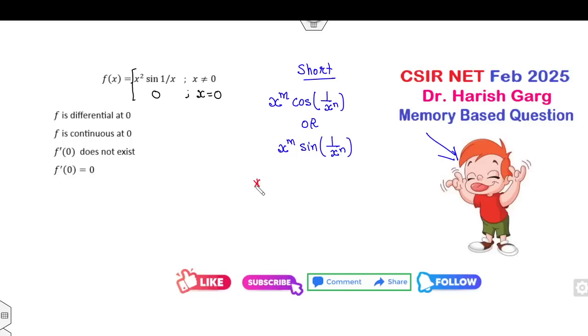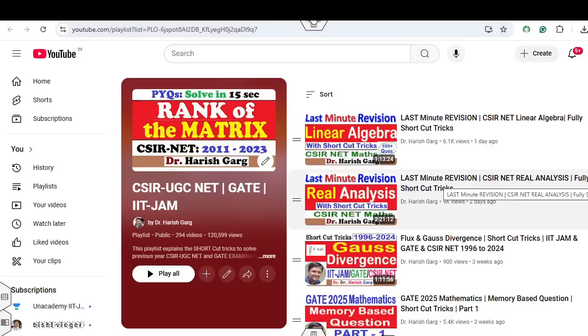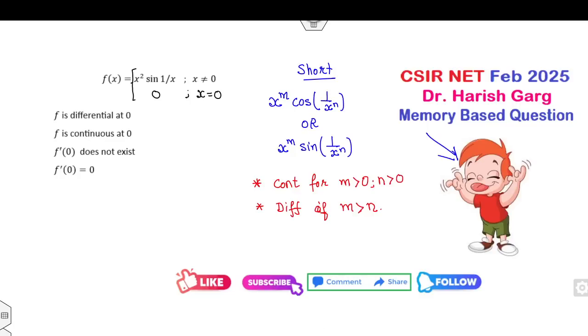Fine. This function is continuous for all values of m greater than 0 and all values of n greater than 0. This function is differentiable if m is greater than n. The same shortcut trick I explained to you in my real analysis lecture. Now you can see whether f is differentiable. m is 2, n is 1. Yes, satisfied. Is f continuous? Both must be positive numbers. Yes, both are satisfied.